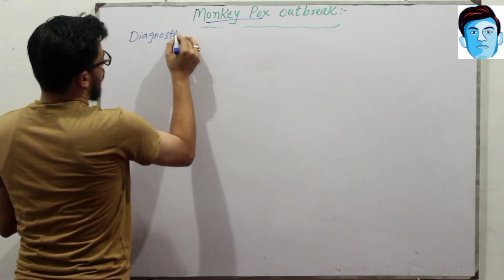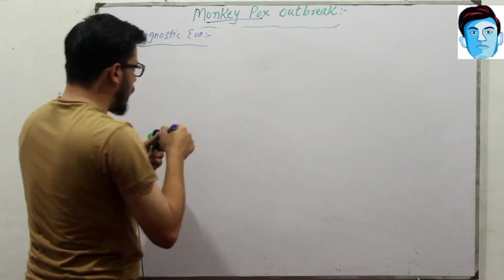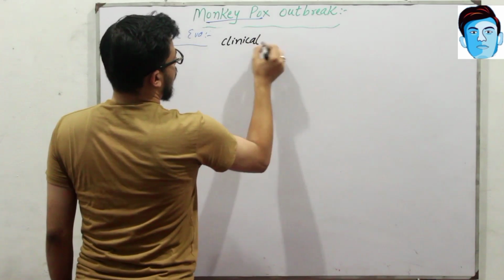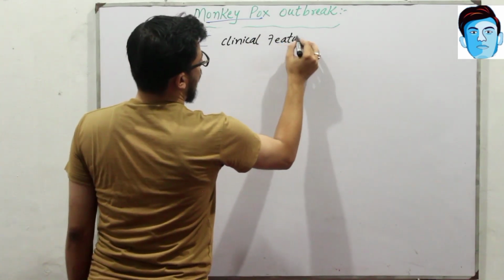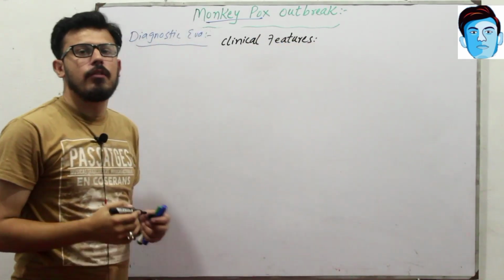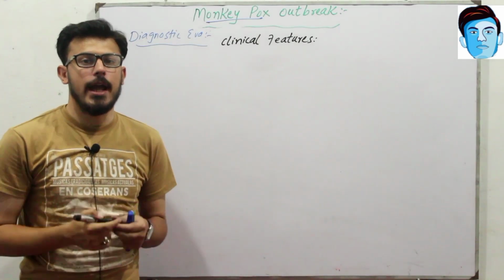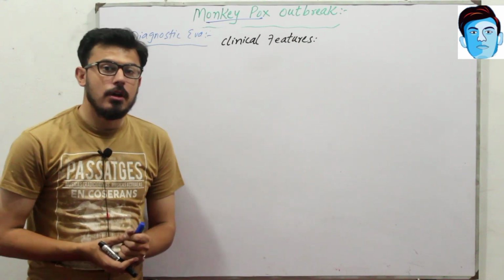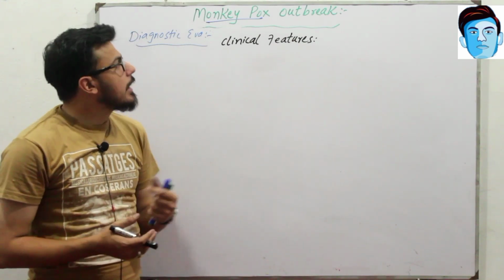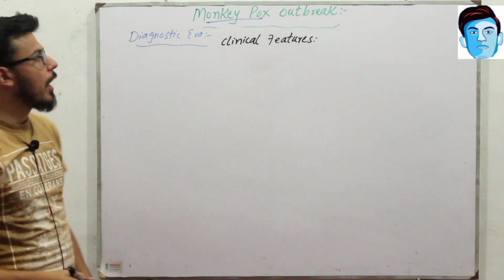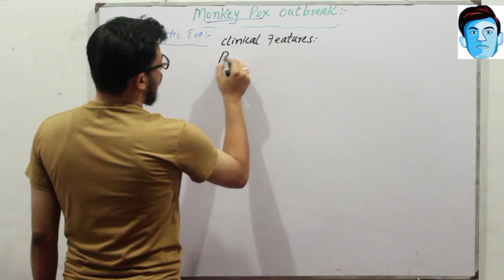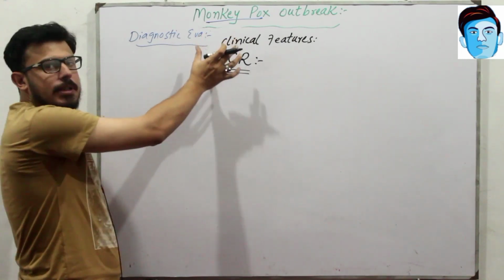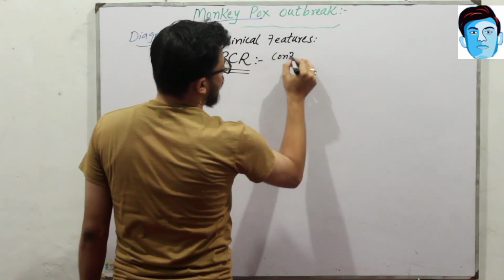Diagnostic evaluation. First of all, the clinical features are very important. By seeing certain clinical features, like fever with chills, body aches, enlargement of lymph nodes, and rashes developing as the fever subsides, we will think of monkeypox. Also, we will do the polymerase chain reaction, PCR. It is very important. In monkeypox, PCR is considered a confirmatory test.